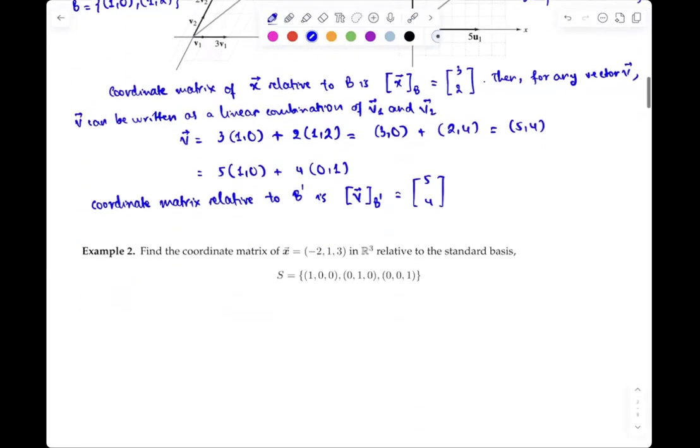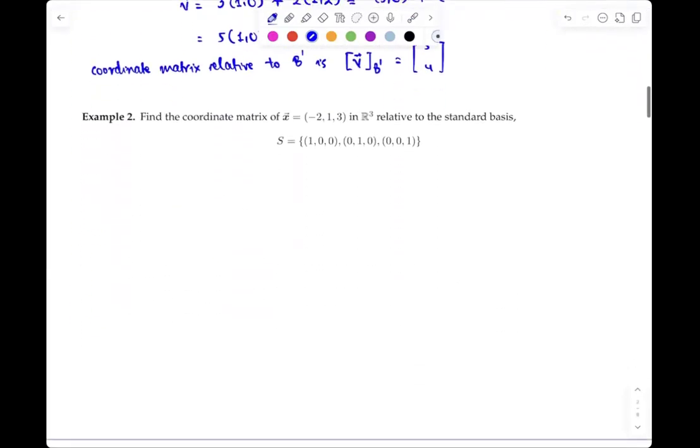Okay, so let's move on to the second example. You want to find the coordinate matrix of the vector x equal to (-2, 1, 3) in R3 relative to the standard basis S of (1, 0, 0), (0, 1, 0), and (0, 0, 1). So the three vectors in S are the standard unit vectors, right? i, j, and k.